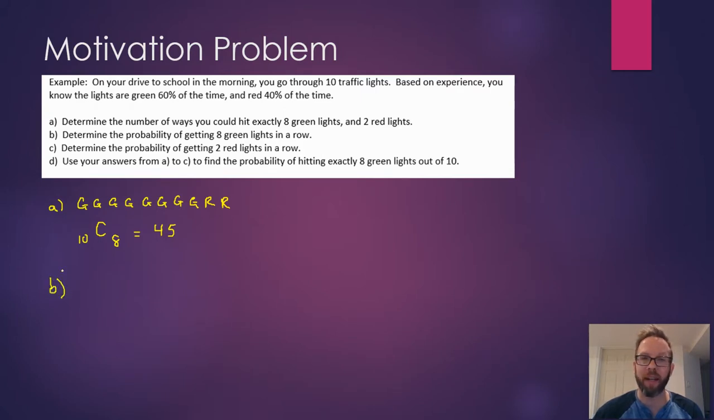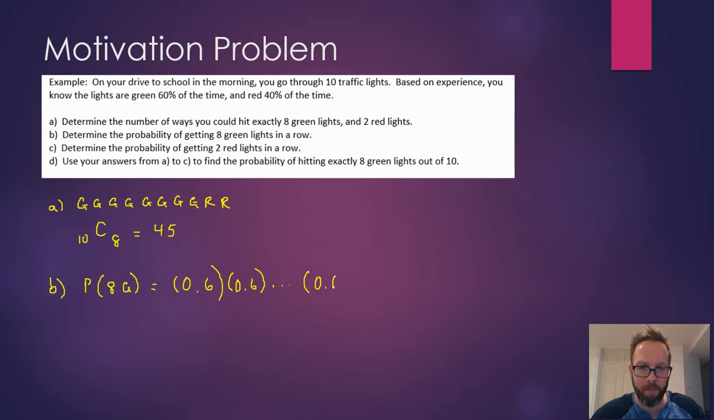Well, knowing that, let's keep going. What's the probability of getting 8 green lights in a row? Well, we can do this after our first unit. We have the tools to do this. So the probability of getting 8 green lights in a row: the probability of getting 1 green light is 0.6, and getting another is 0.6, but there's 8 of them. So we could write that as 0.6 to the power of 8. For now, I might just leave it as 0.6 to the power of 8.